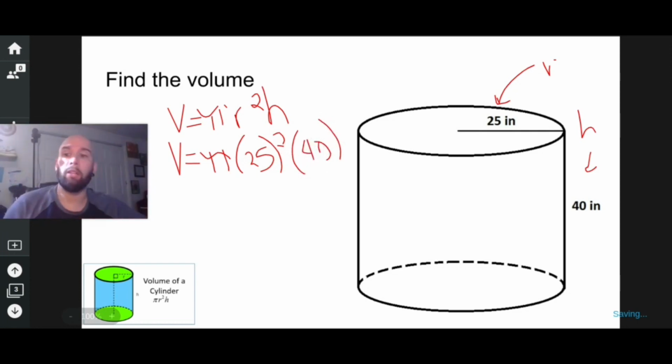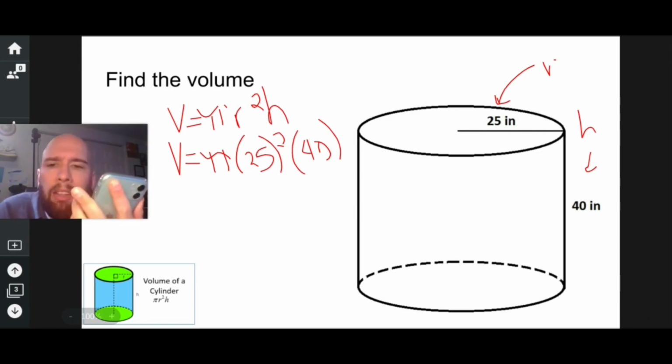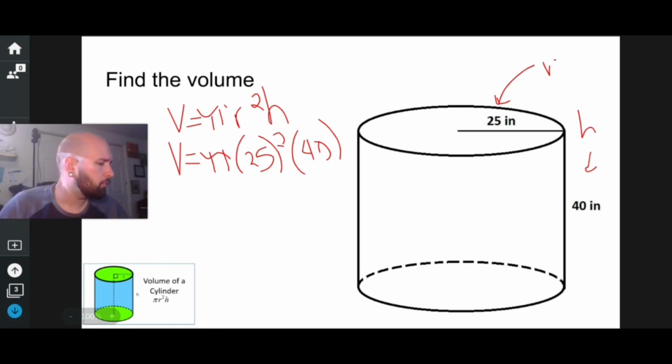And it's just a matter of throwing it in your calculator. I'm going to use my iPhone to type out. Actually, you know what? Pi times 25 squared times 40. What's pi times 25 squared times 40? And we'll round everything to the nearest tenth. All right, what do we get? We got... Yikes. I can't even read that.